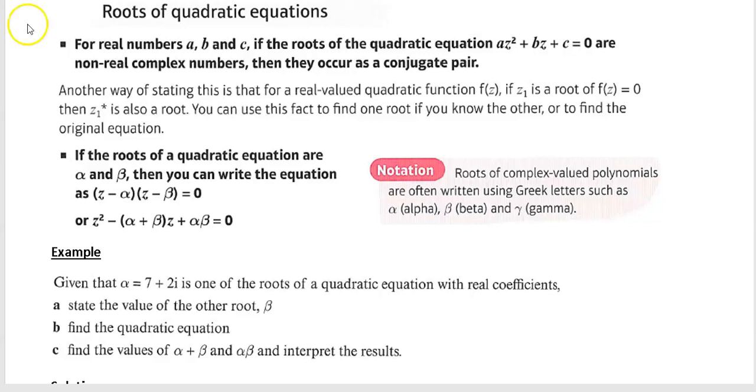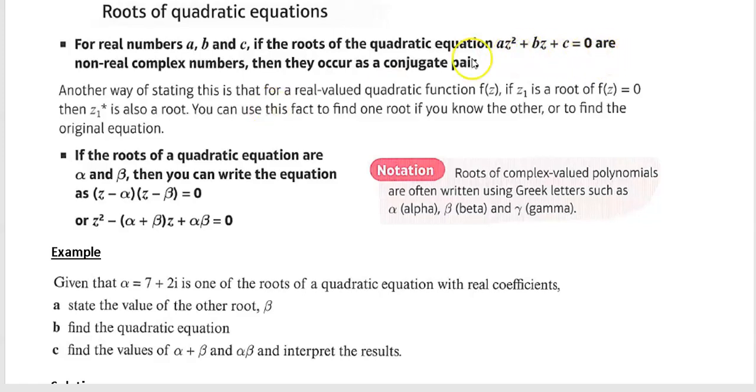In this video we're going to look at finding the roots of complex equations. So we're going to look at quadratic equations and cubic equations and maybe beyond that as well. For real numbers a, b, and c, if you've got az squared plus bz plus c, this is a quadratic equation.